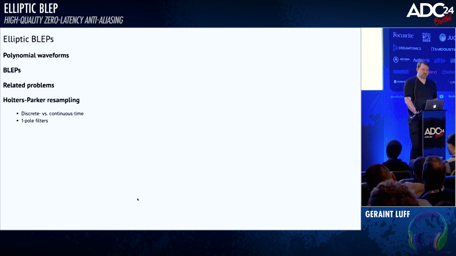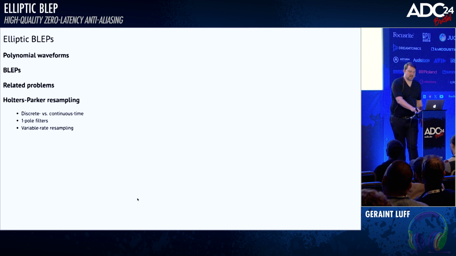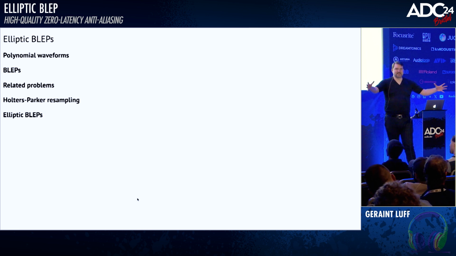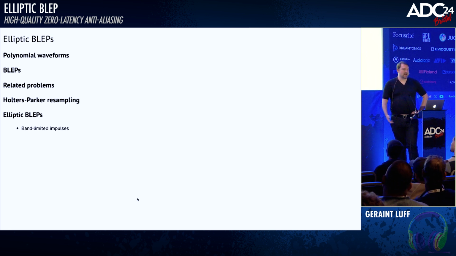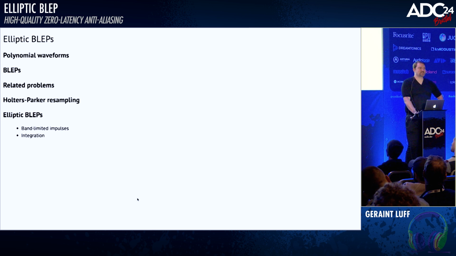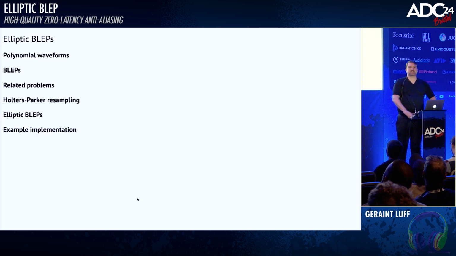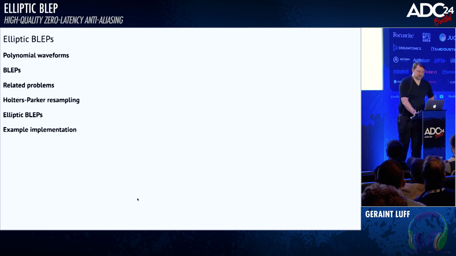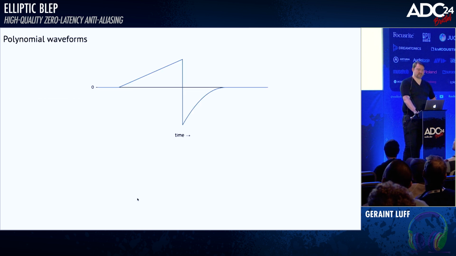And yeah, we'll talk about doing one-pole filters, then expand that to kind of higher orders. And then we get to the elliptic BLEPs. And we'll generate band-limited impulses, and then we'll integrate them to create band-limited steps and band-limited ramps, and so on. And then we'll look at an example implementation and some C++ code, Python code to design some filters, and then an example of actually using it in practice.